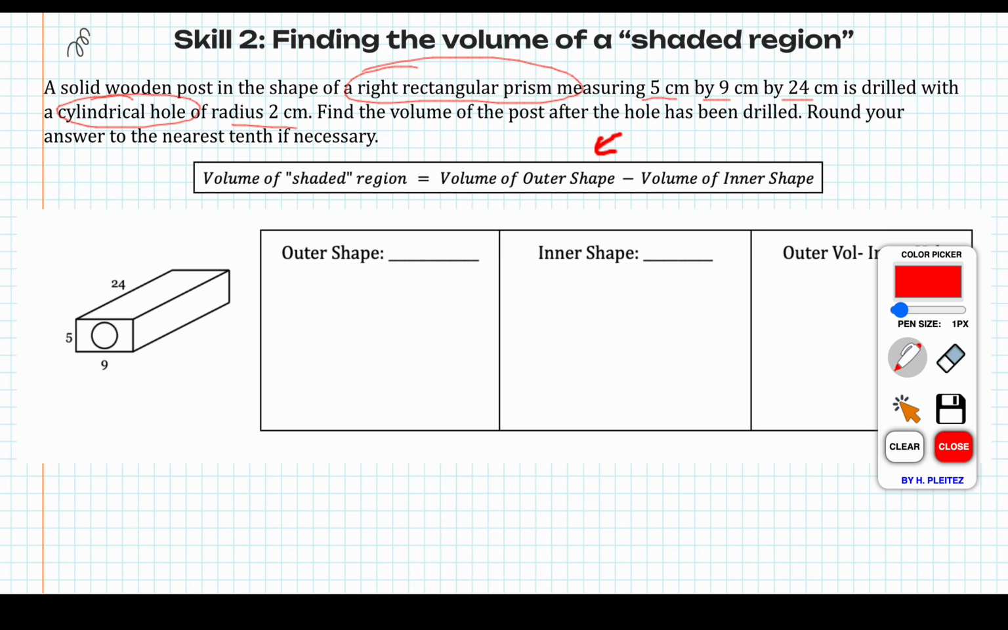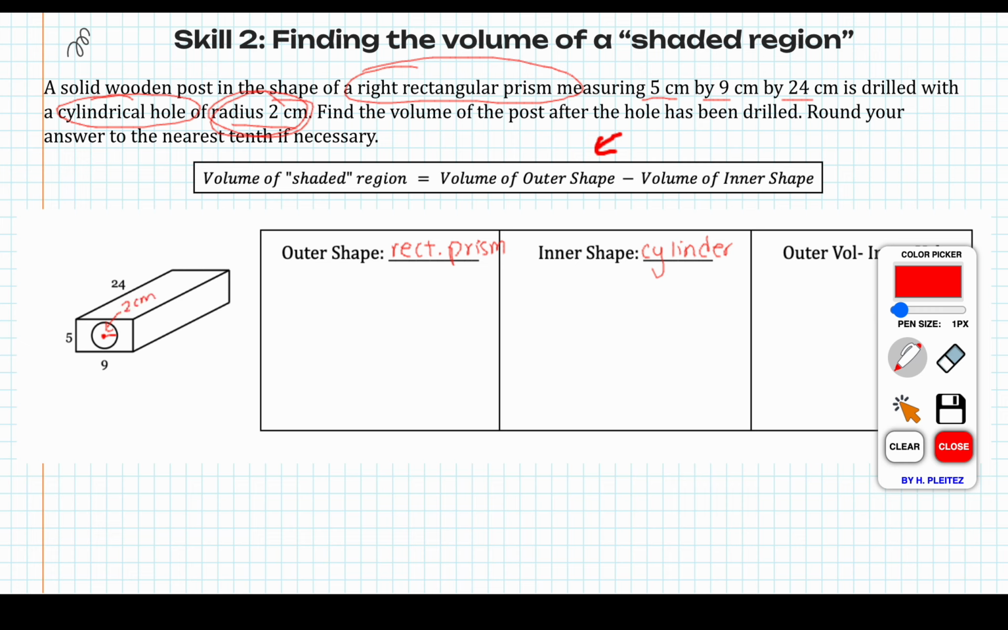So again, when you have two shapes within one another, we identify them first. So here we have a rectangular prism for shape 1, our outer shape. Our inner shape is a cylinder. And it tells us that the radius is 2 centimeters. Now that's not given to us in the diagram, so I'm going to go ahead and draw that radius is 2 centimeters, because it might help us see some stuff.